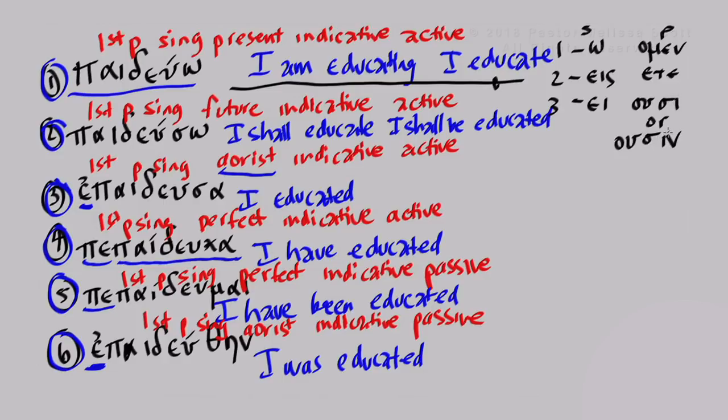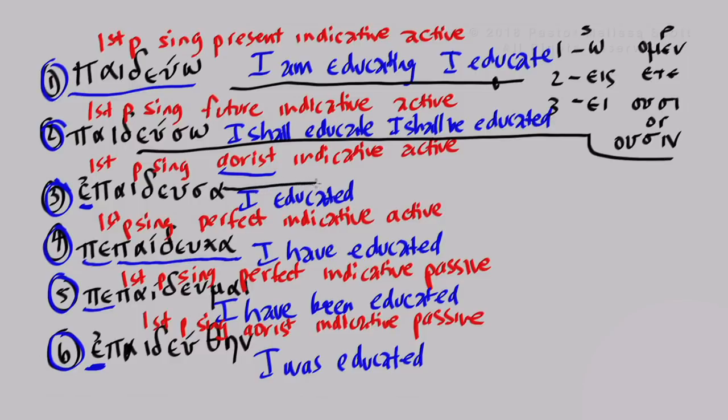I will elaborate more. But what's interesting is that the present indicative active and the future indicative active actually share the same endings. And I'll explain next week why that is and how you can distinguish between the two. But I will show you what the endings for the aorist indicative active look like.